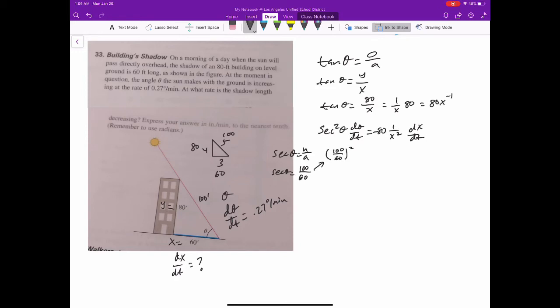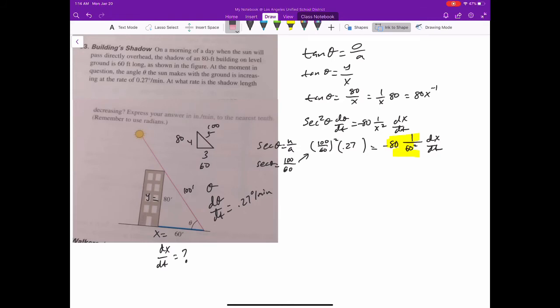D theta dt we know is 0.27 equal to negative 80 times 1 over x squared. We know x is 60, so 60 squared. And then we're looking for dx over dt. So now the problem reminded us to change this value right here from degrees to radians.